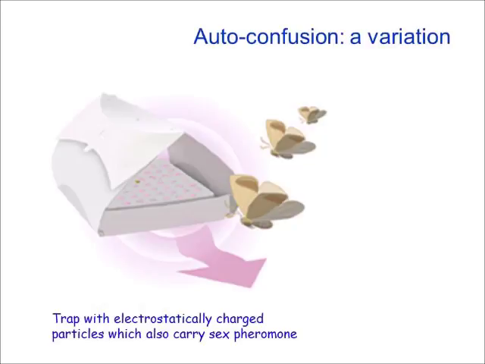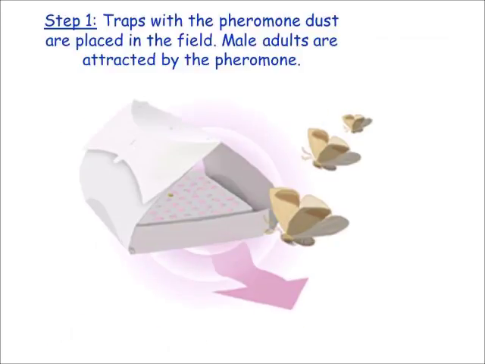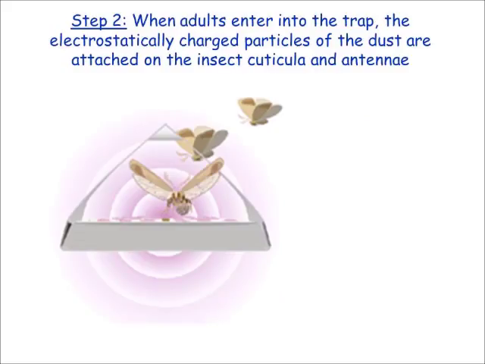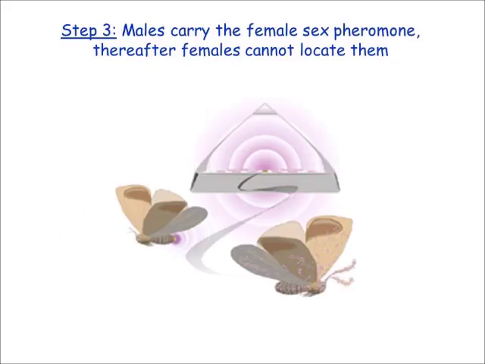In this system, the inner part of the traps is dusted with a dust with electrostatically charged particles, which carry the female sex pheromone of the insect species that we want to control. When the traps with the pheromone dust are placed in the field, the male adults are attracted by the pheromone. As males enter and move into the trap, particles of the electrostatically charged dust are attached on the insect cuticle and antennae. The dusted males now carry the female sex pheromone, making it difficult for females to locate them.